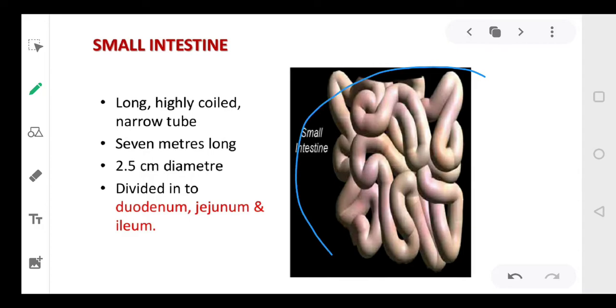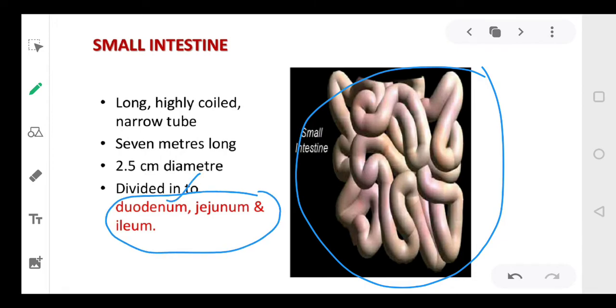This is a diagram of the small intestine. You can see it is approximately, its length is about 7 meters long, and it is highly coiled and there are 3 parts: duodenum, jejunum and ileum. So the small intestine has 3 parts: duodenum, jejunum and ileum.